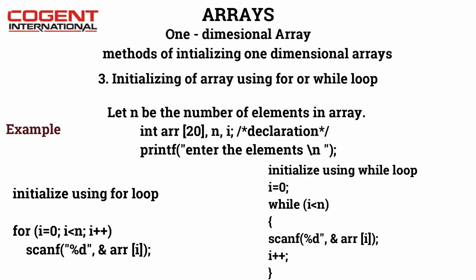Then initialization using the while loop: i = 0; while i < n, then scanf reads the elements, then increment the value of i. So this is initialization using the while loop. In the above examples, at the first iteration i = 0, the first element array[0] is initialized to the user-given value. At the second iteration i = 1, the second element array[1] is initialized to the user-given input, and this is repeated till it reaches the last iteration, that is i = n-1. Then the last element, array[n-1], is initialized.